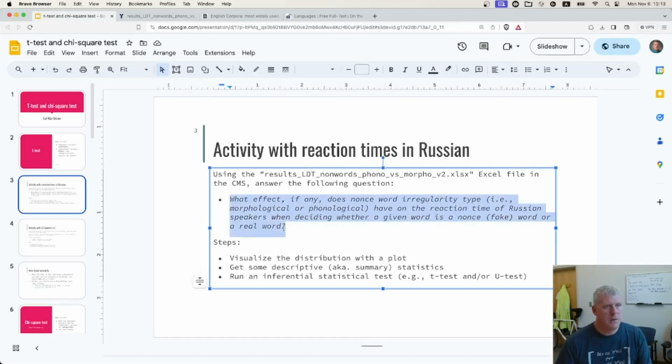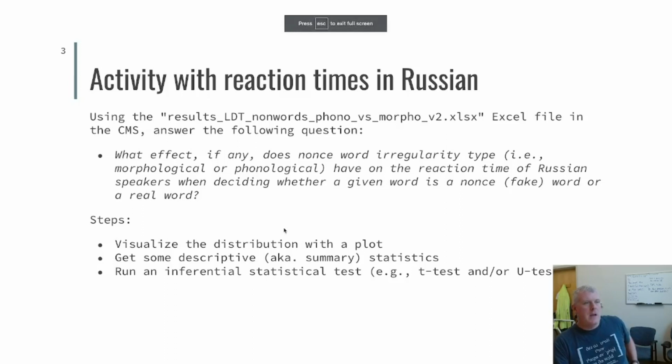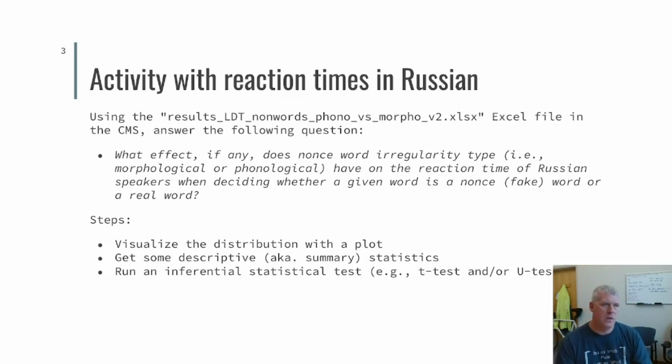So the question that we have now is what effect, if any, does nonce word irregularity type, that is phonological or morphological, have on reaction time of Russian speakers when deciding whether a given word is a nonce or fake word or a real word? That's the question I want to answer. And again, we can use a t-test because we have reaction time, which is a continuous variable, as our dependent variable, and we have an independent variable that is nominal or categorical with exactly two levels, phonological or morphological in this case.